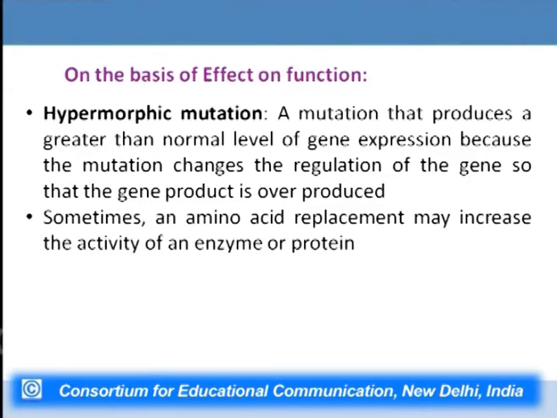Hypermorphic mutations are those mutations which produce a greater than normal level of gene expression in the individual, because the mutation changes the regulation of the gene so that the gene is expressed at a very high level and the gene product is overproduced. Sometimes an amino acid replacement may increase the activity of an enzyme or protein, and this might also lead to hypermorphic mutations.